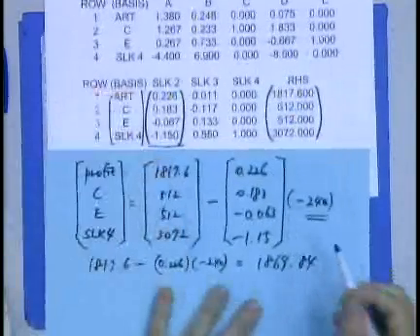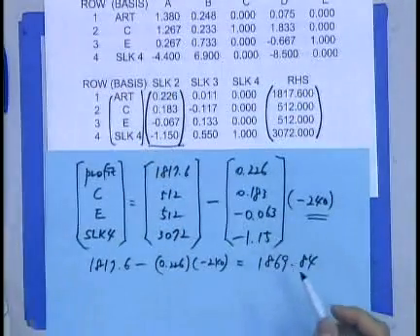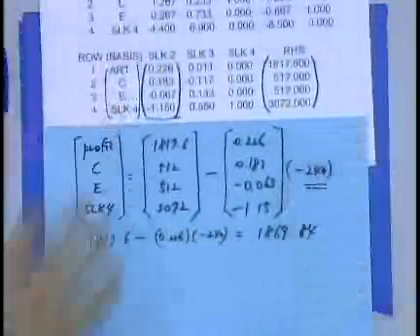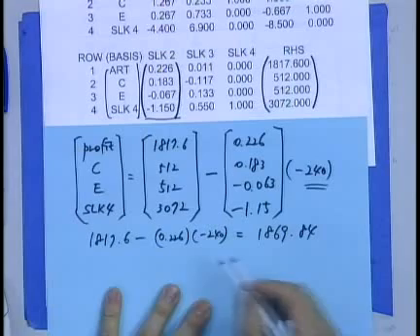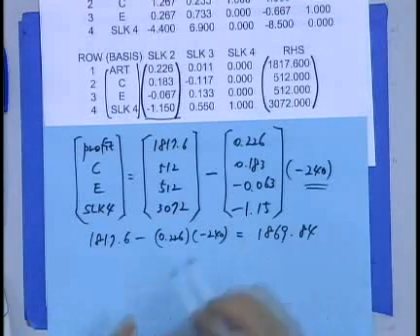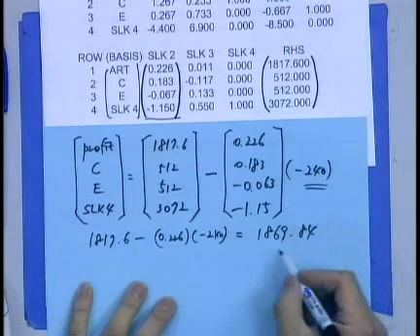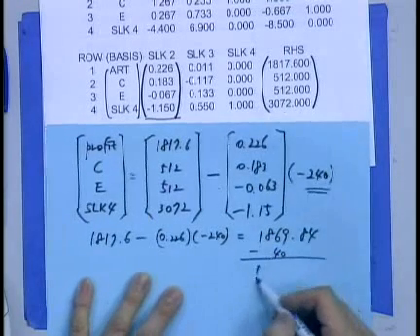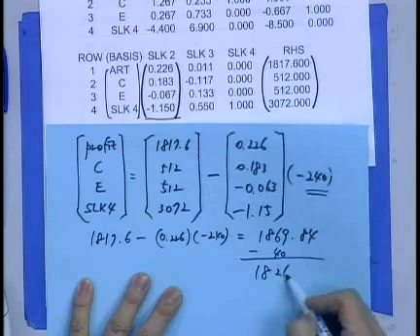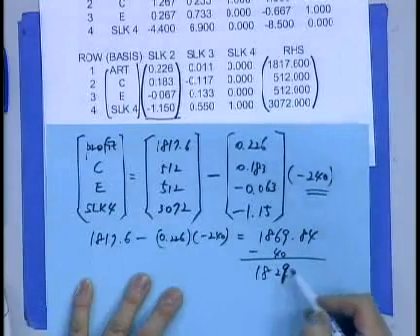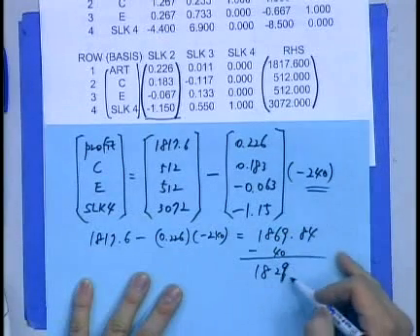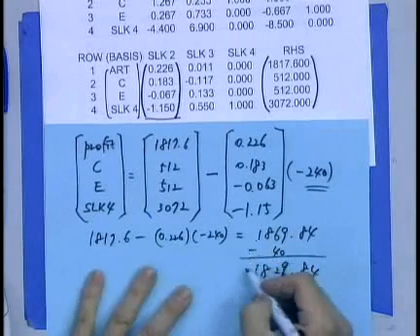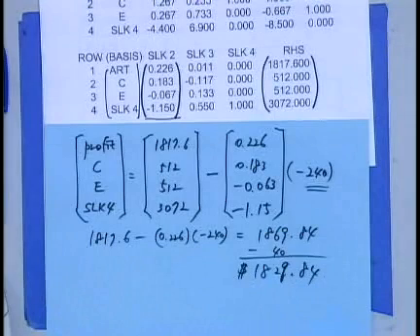And we need to subtract the cost of 4 hours at $10 per hour, right? So just subtract 40, which leaves $1829.84. Okay?